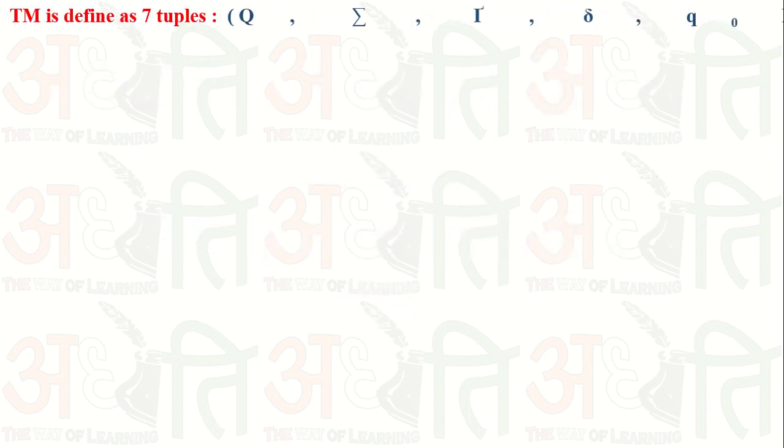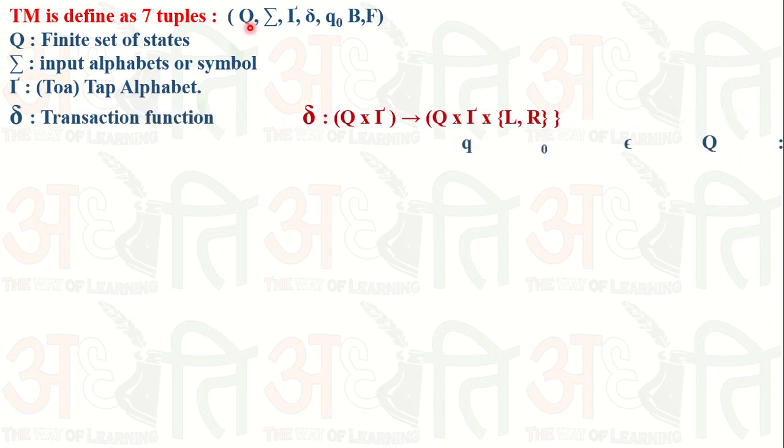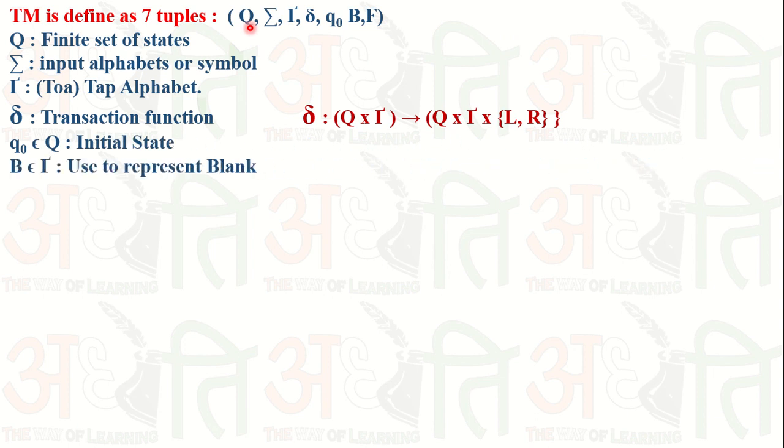We read before that it contains seven things. Q is a finite set of states. Sigma is the input alphabet or symbols. Gamma is the tape alphabet. Then the transition function, and Q0 is the initial state. B is a blank, which is used at the end of the tape on both left and right sides to represent that the tape has ended. F is the finite set of final states, and delta is our transition function.